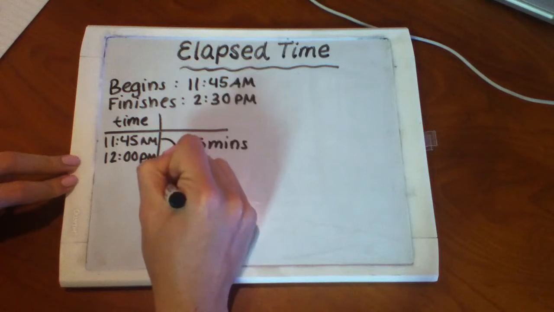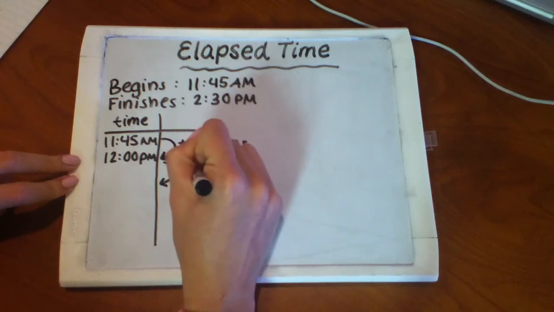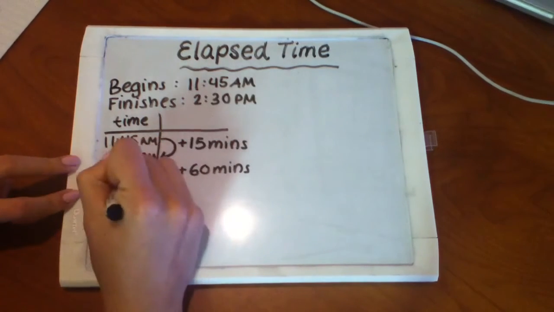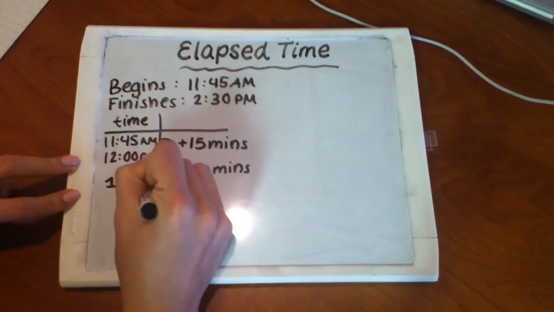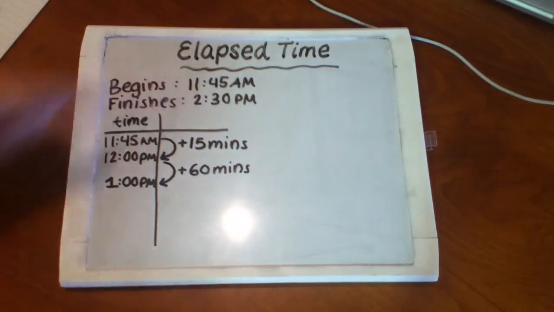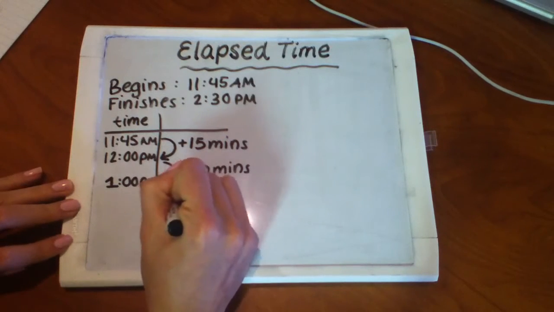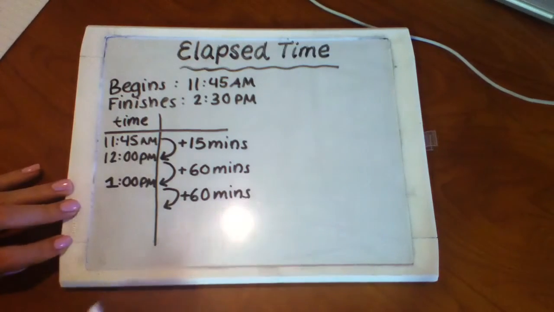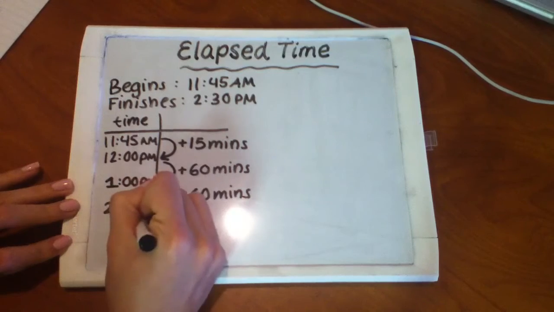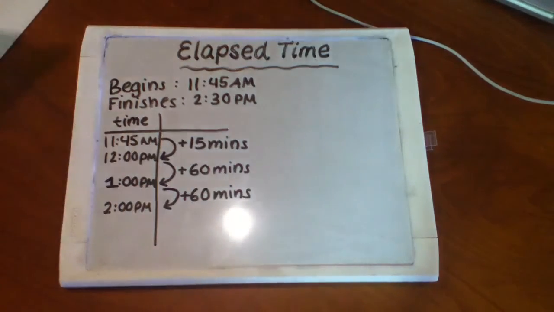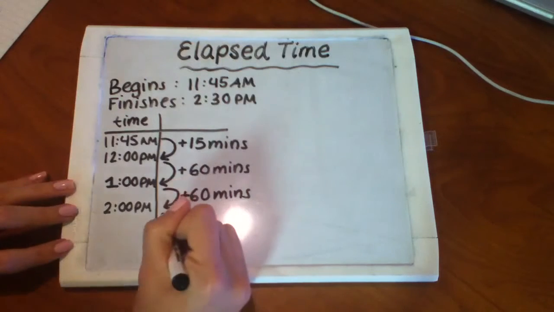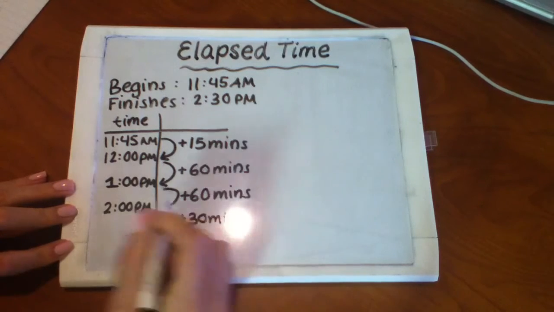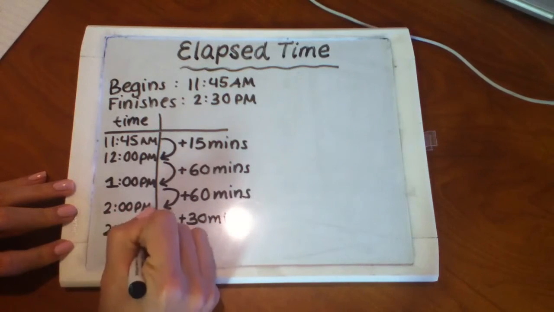So if we add 1 hour or 60 minutes, that would bring us to 1 p.m. We still have to get to 2:30, so we still have some time. We could add another 60 minutes. That will bring us to 2 p.m. And then we have to get to 2:30, so all we have left over is to add 30 minutes. And that'll bring us to 2:30 p.m.